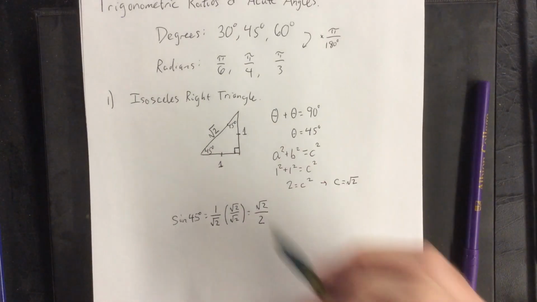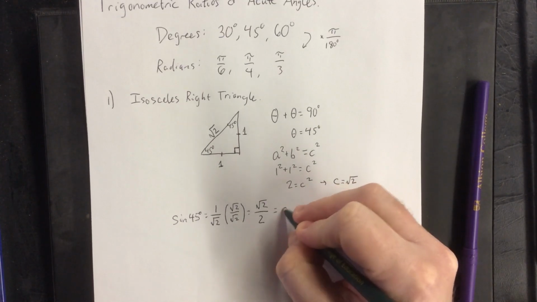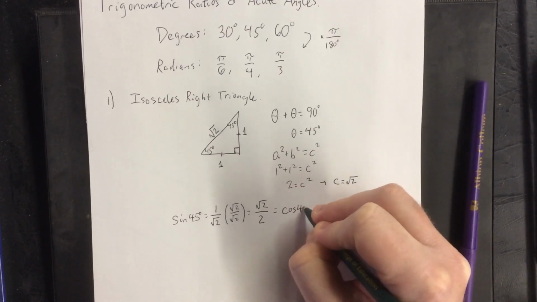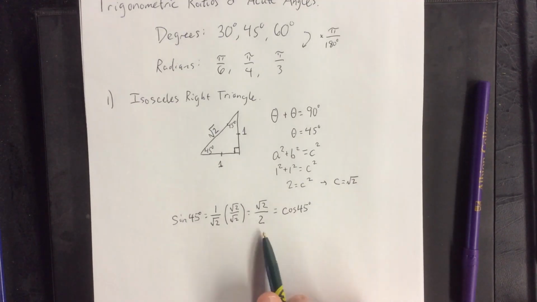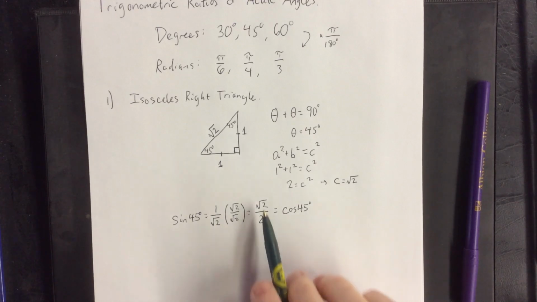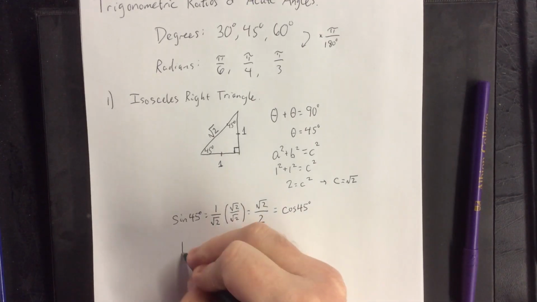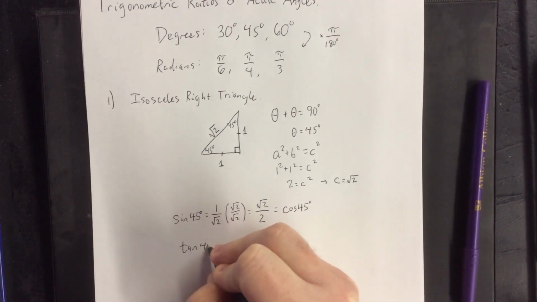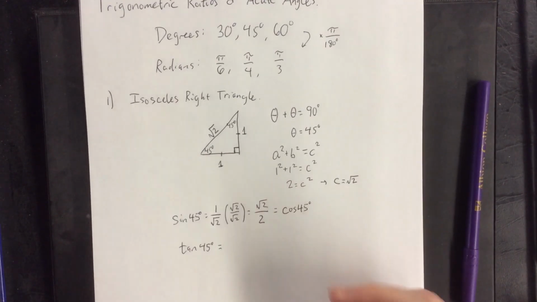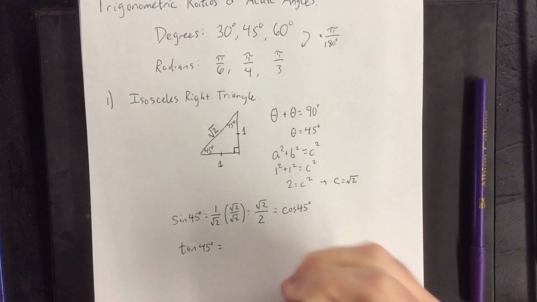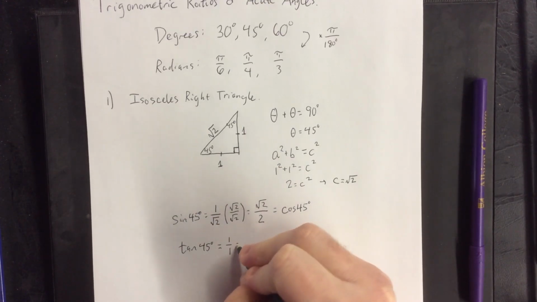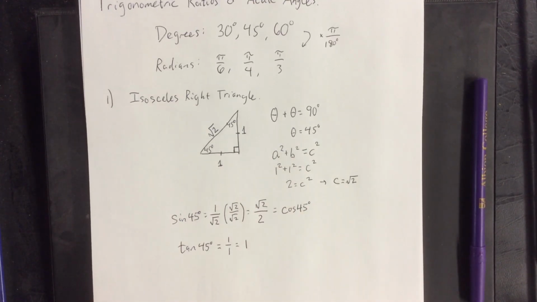Now, from the perspective of the 45 degree angle, that's the same as what the adjacent over the hypotenuse would be. So the sine of 45 degrees is the same as the cosine of 45 degrees, and both of those will be equal to either 1 over the square root of 2, or equivalently, root 2 over 2. This also lets me know that the tangent of 45 degrees, from the perspective of the 45 degree angle, would be the opposite over the adjacent, that would be 1 over 1, or simply just 1.